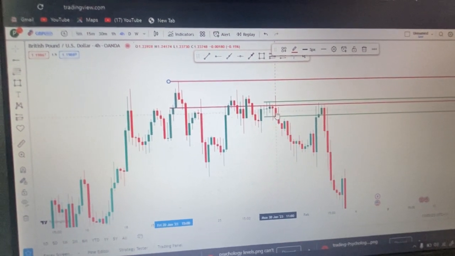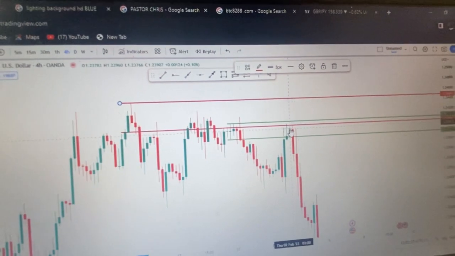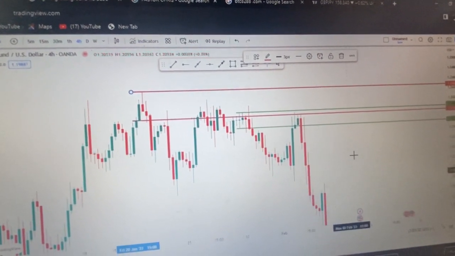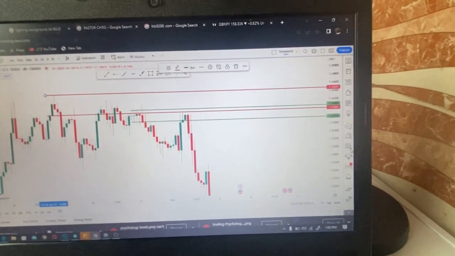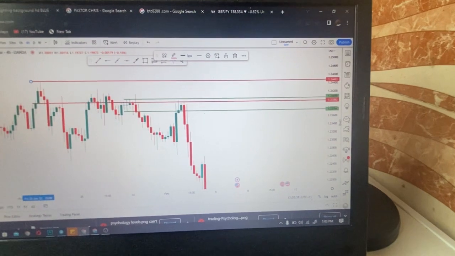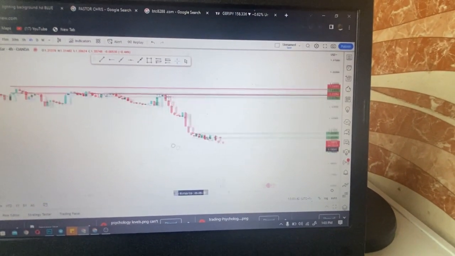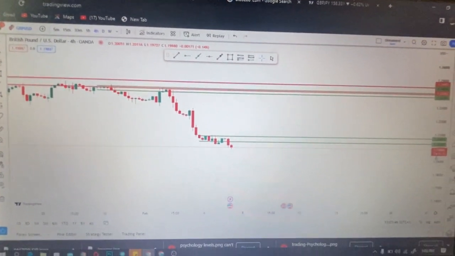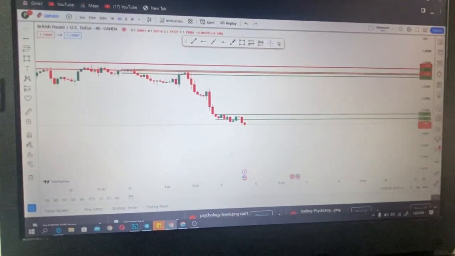Push down. So see last week when it started, see what happened? That was a reaction on the low of the week. Then boom, direct to downside. And this is what I'm expecting this week too. Look at this week too. That's what I told you guys. I'm expecting something like that this week too.